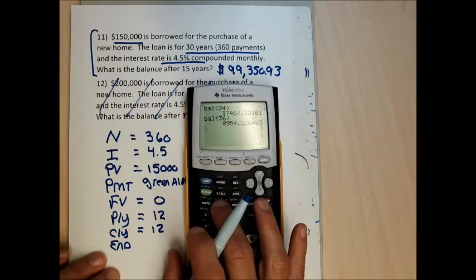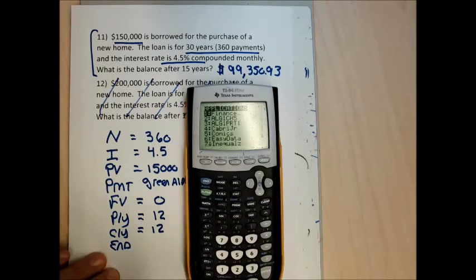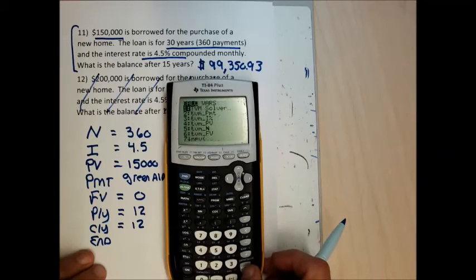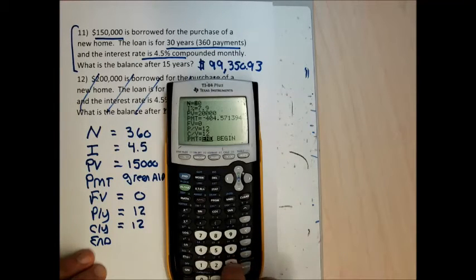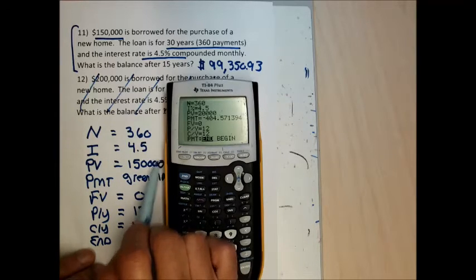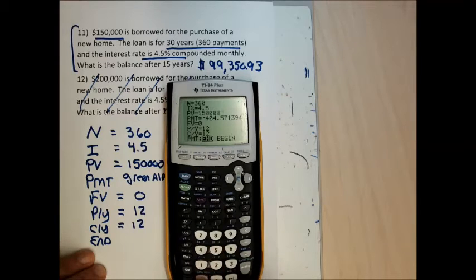To get the loan into my calculator, I hit the apps button. I hit enter on finance. I hit enter on Tvm Solver. I type 360. 4.5. I think I lost a 0 here. That should be 150,000. I made the 0 for the FV, the PY, and the CY 12. I'll leave my bottom on end. Now I'm going to hit the green alpha and then enter.